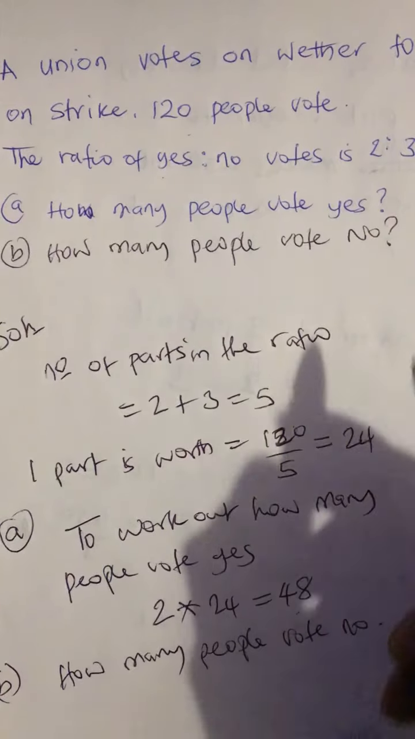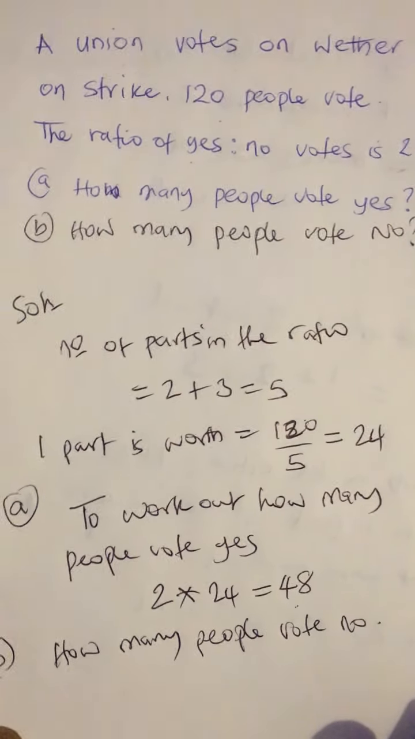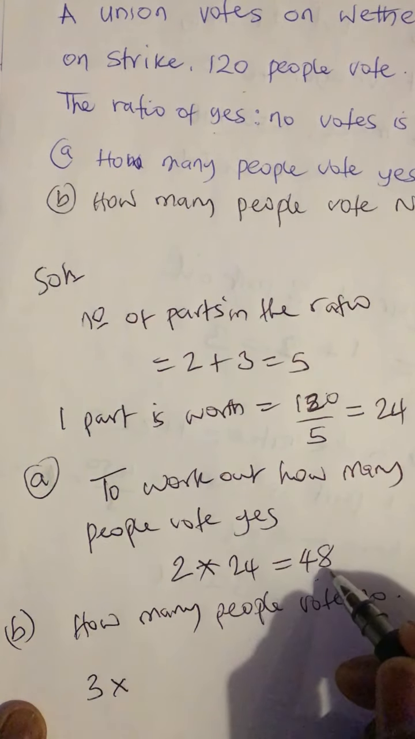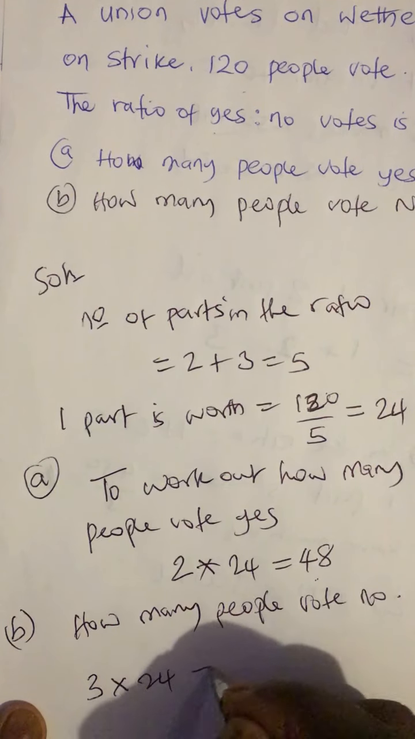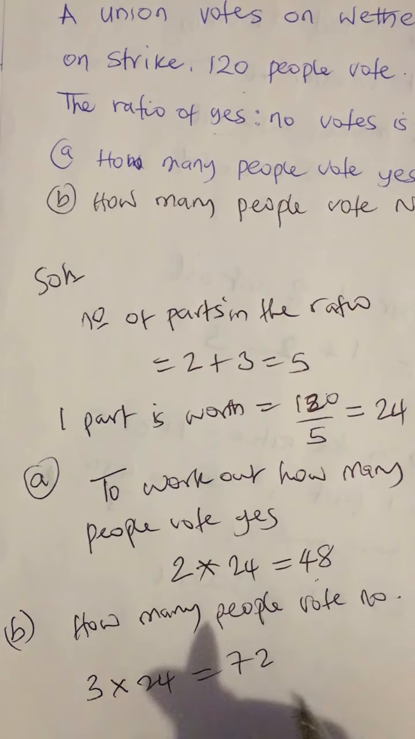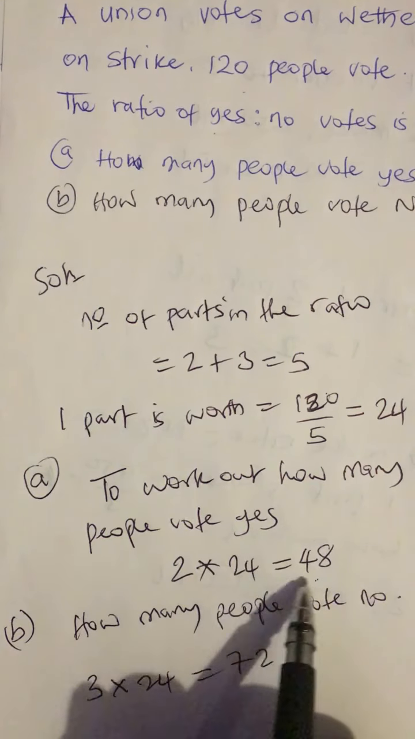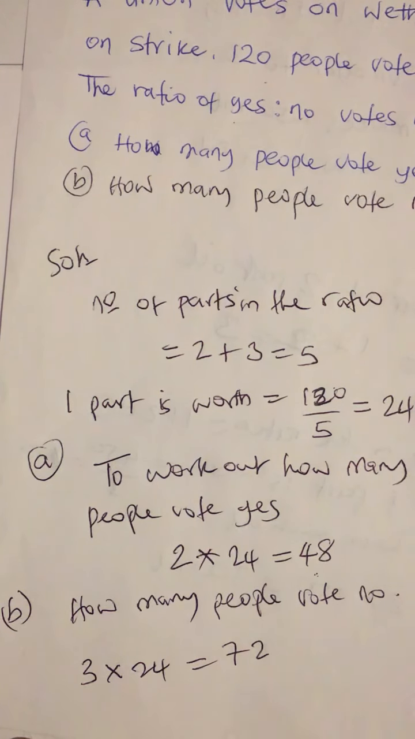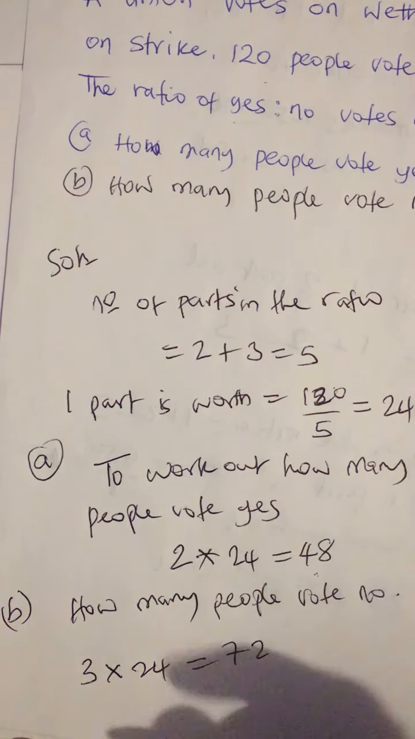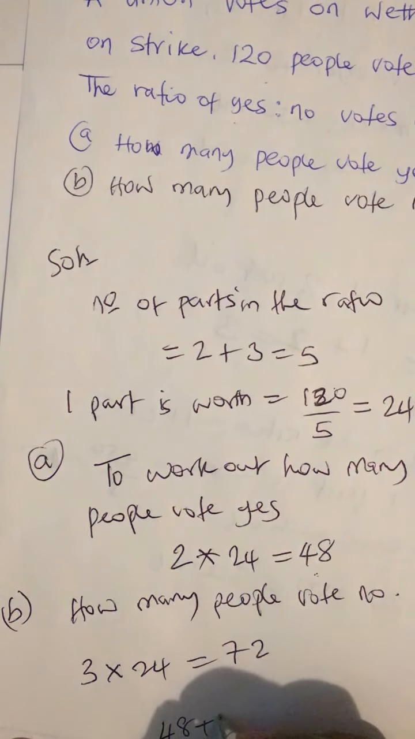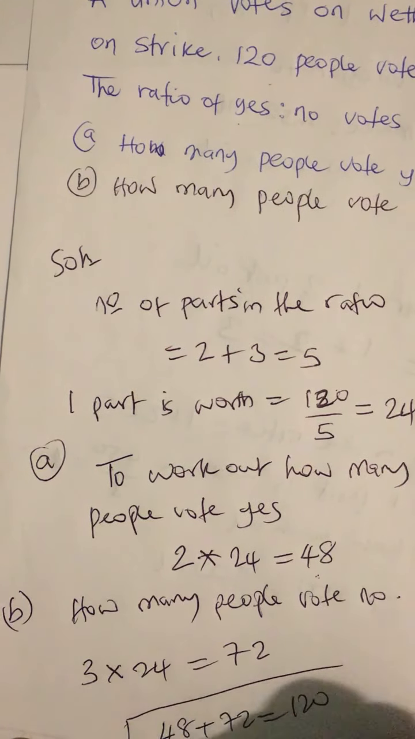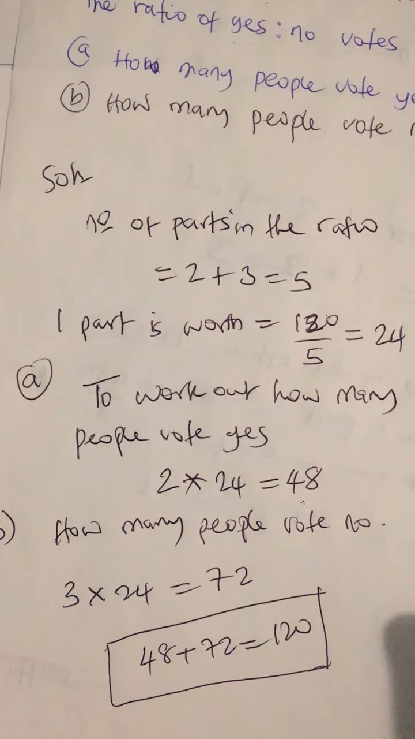So we now multiply the parts of that voted no. 3 times 24 equals 72. So the people that voted yes are 48 and the people that voted no are 72. To cross check our work, we simply need to add the two of them together. 48 plus 72 will give us 120. So this confirms our results.